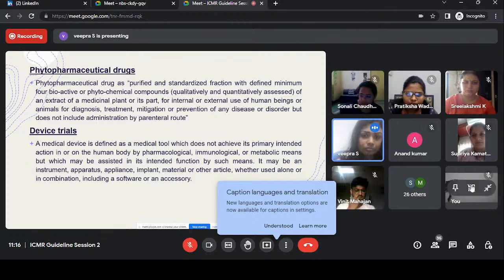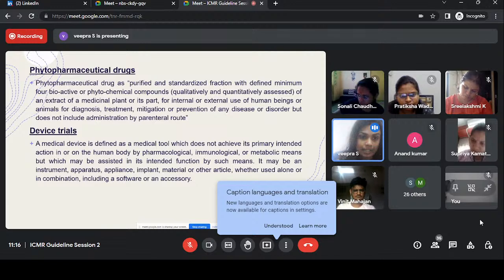So a medical device can be defined as a medical tool which does not achieve its primary intended action in the human body by any pharmacological, immunological or metabolic means, but which can be assisted in its intended function by such means. It can be an instrument, an apparatus, an appliance, an implant material or any article, used alone or in combination, which can be installed with the help of any software or accessory.